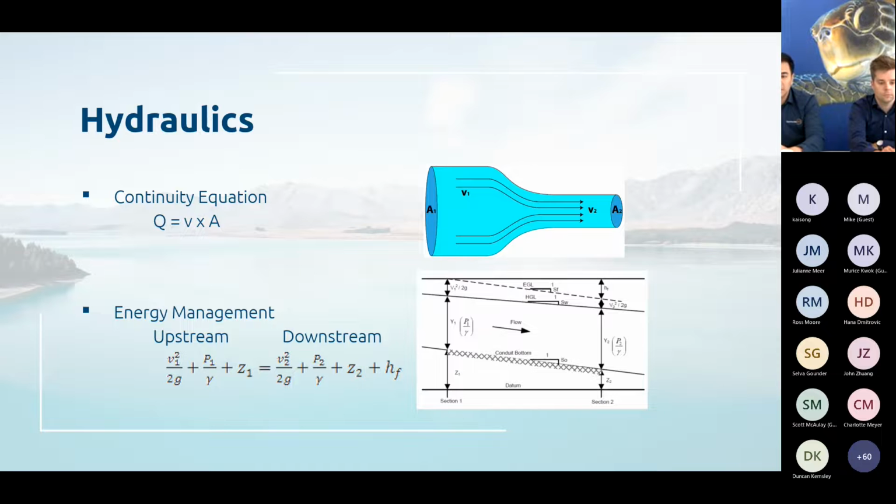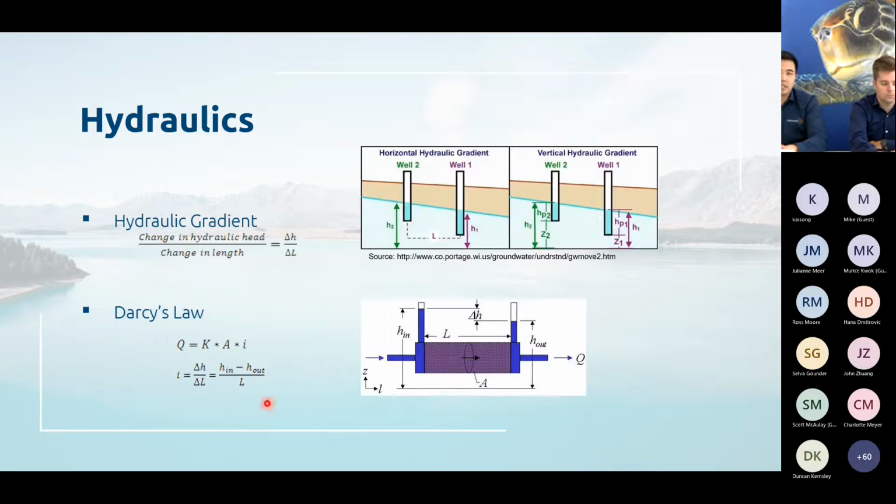And next is the energy management that we use for flow in pipes, which really just shows that the energy upstream is equal to the energy downstream with additional head losses. And next is the hydraulic gradient, which is the change of hydraulic head over the change in length, which you can apply in either the horizontal plane or vertical plane, as you can see there. Next is Darcy's law, which is how to calculate the hydraulic head required for flow of fluid through porous media.